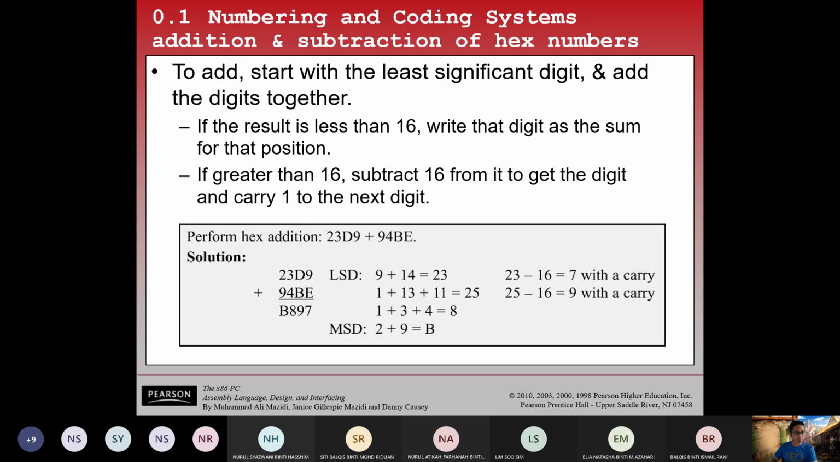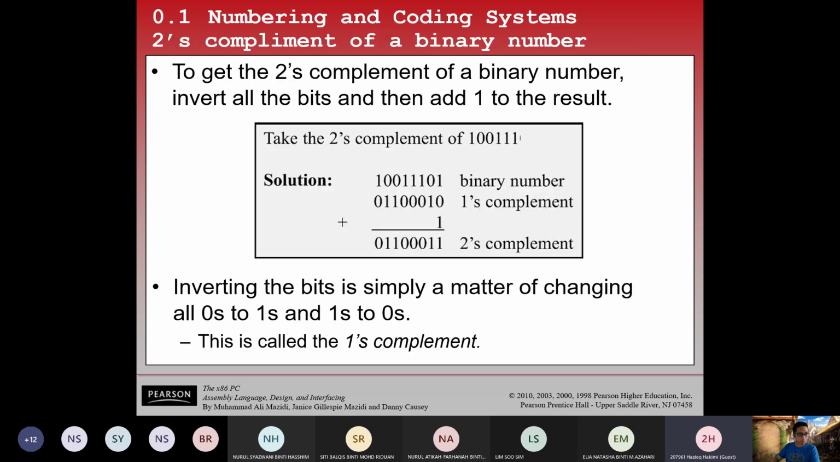If the result is less than 16, write the digit as the sum for that position. So this is the way you do the 2's complement. You get the result of that. So this is for binary.